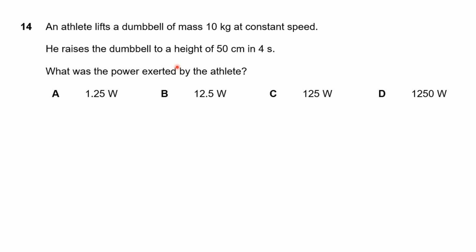So for 14, we have an athlete lifting a dumbbell, 10 kilograms, at a constant speed. He uses 4 seconds to raise the dumbbell to a height of 50 centimeters. What was the power he exerts? So we need to understand firstly what is the definition of power. Power is work done over time or energy transfer over time. Work done and energy transfer, as we've learned before, are the same things. And over here, the work done would be the work done against gravity, or the energy transfer into the gravitational potential store, which is why I've put here mgh divided by t.